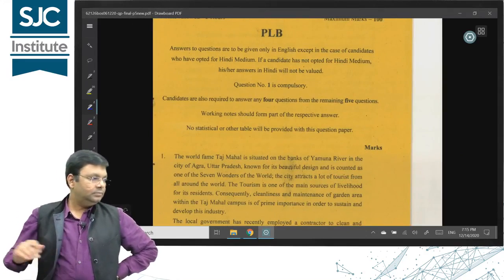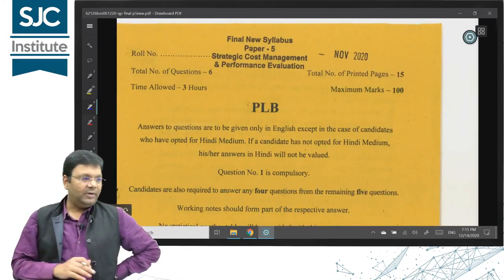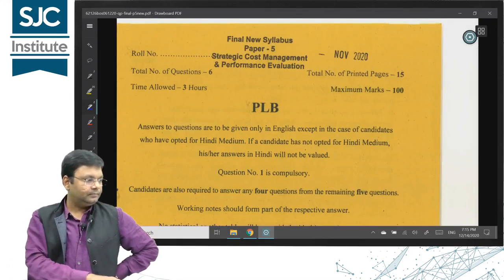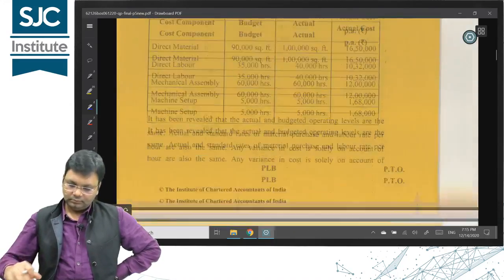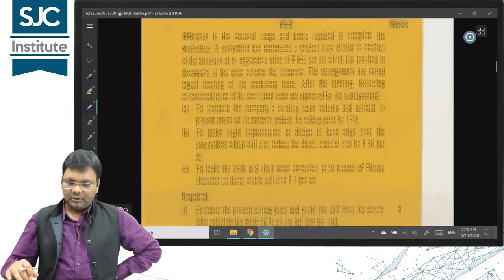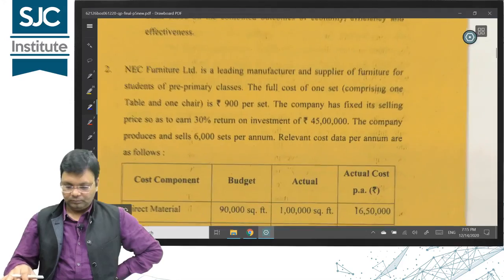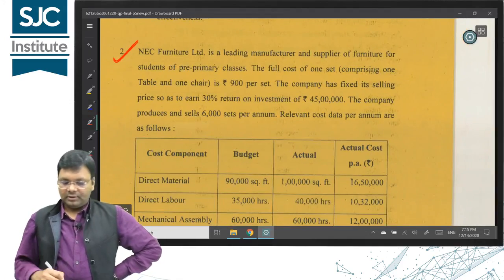All right. So we are in our CA final November 20 question paper. Question number 2. Let's come to question number 2.